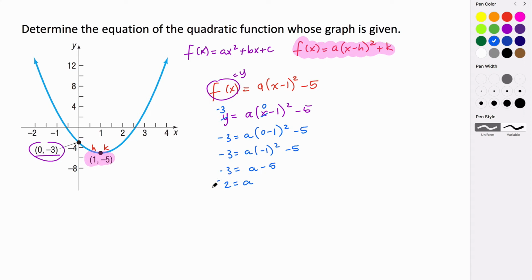So we can take this value here and substitute it back up into our equation to get the equation of our function. So we have f of x equals a, which is 2, times x minus 1 quantity squared minus 5. So this is the equation for this function written in vertex form. If you wanted to get the equation in standard form, you could FOIL out the x minus 1, distribute the 2, and combine like terms to get the standard form equation.